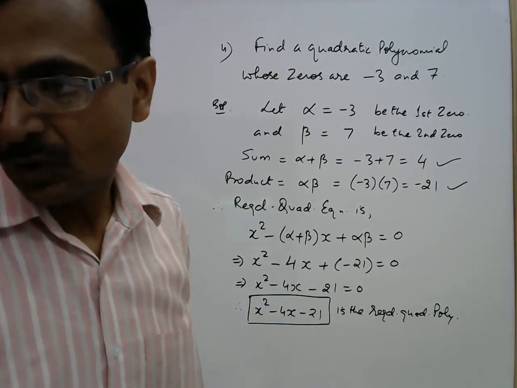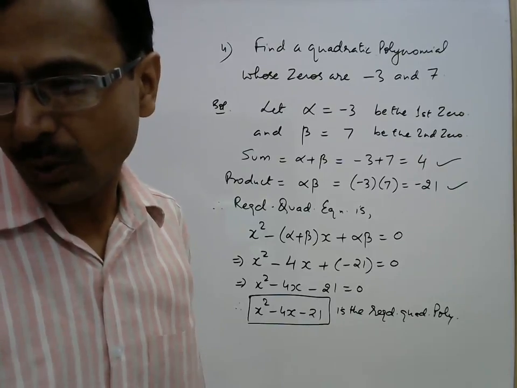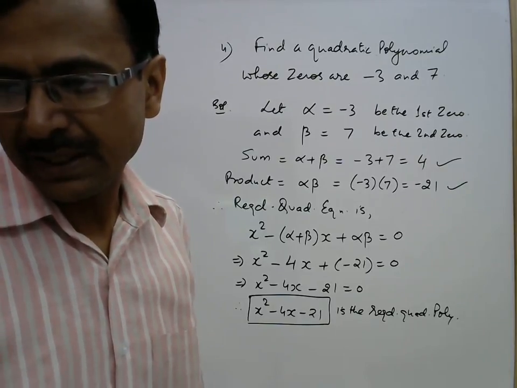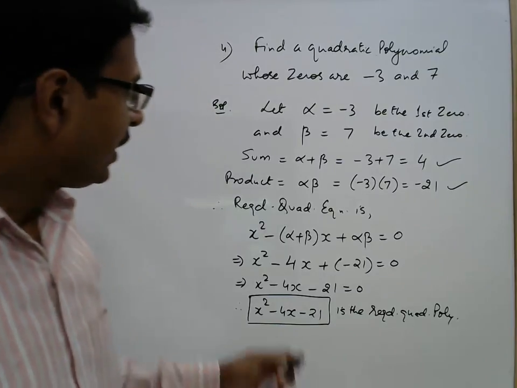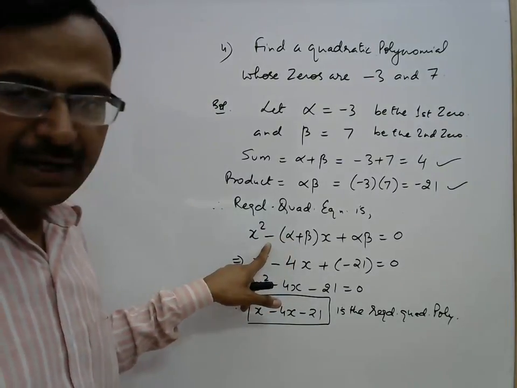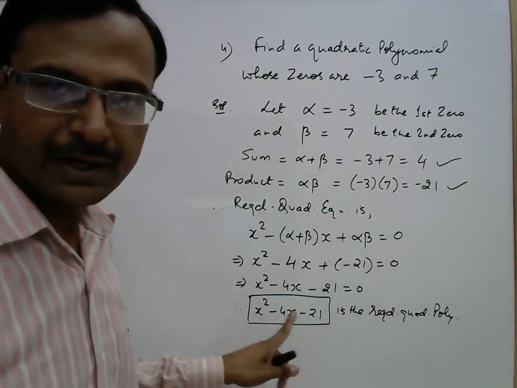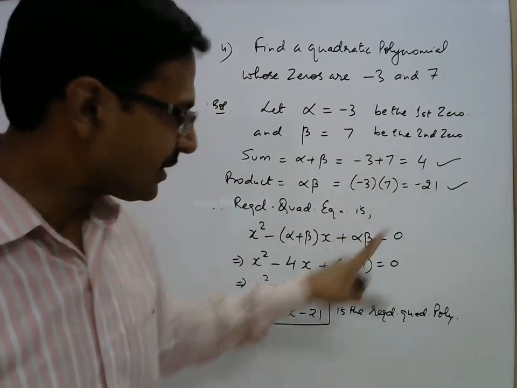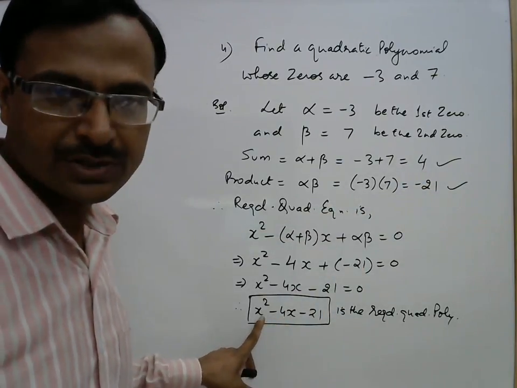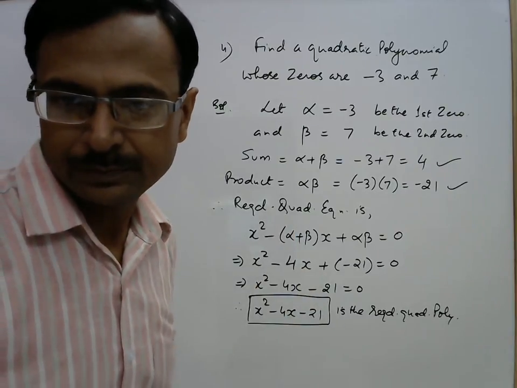Okay. Why is 4x not taken in the place of minus 4x, Varsha? Actually, the formula contains a negative sign here. So if alpha plus beta is positive, obviously this will be negative only, minus 4x. If alpha plus beta would have been negative, then the center term would have been positive because there is a minus sign in the formula also.